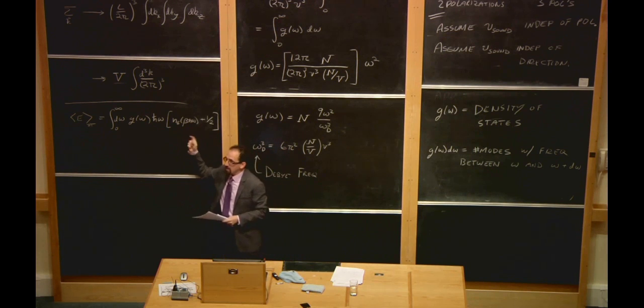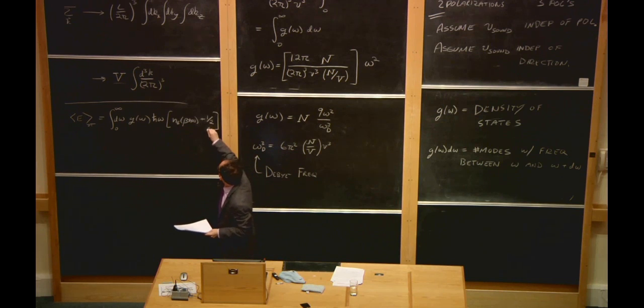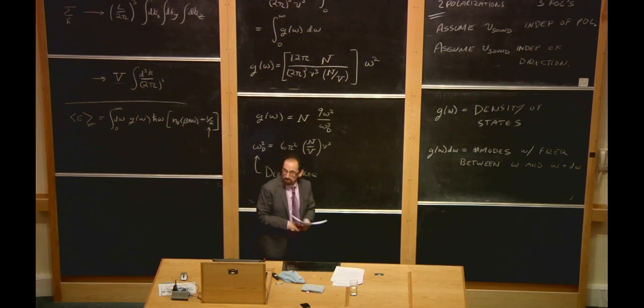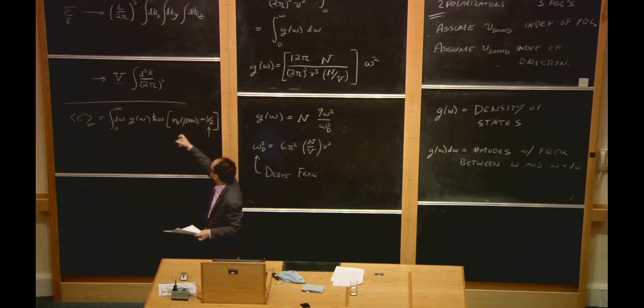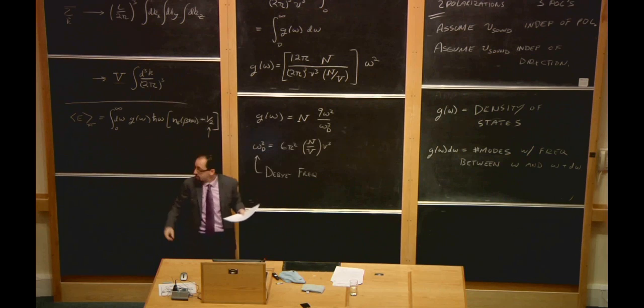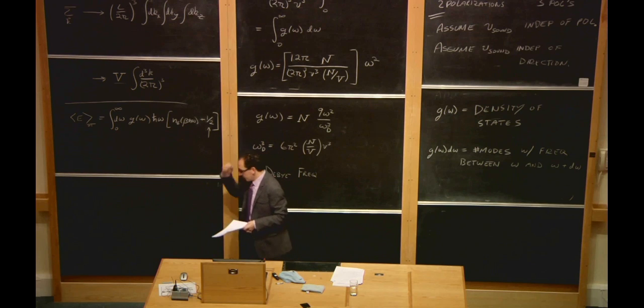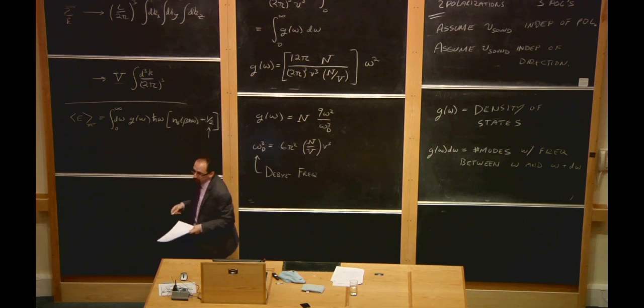This total energy in the box is infinite. And the reason it's infinite is because of this plus 1/2. Look at what the plus 1/2 multiplies. It multiplies a factor of omega. G of omega is proportional to omega squared, so it's the integral of omega cubed from 0 to infinity. That's infinite. So you might think that that's kind of a problem.